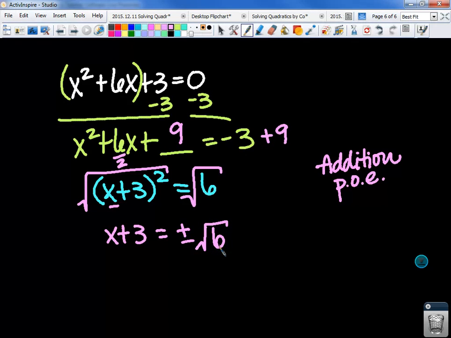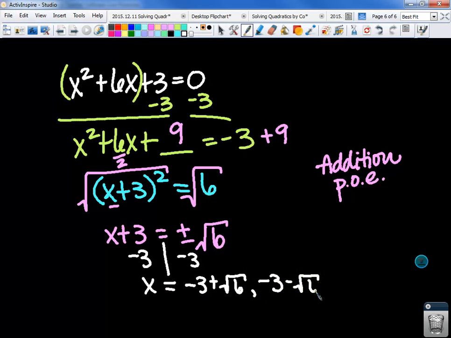I'm going to keep solving, so I'm going to subtract 3 from both sides of the equation. So I have x equals -3 plus the square root of 6 and -3 minus the square root of 6. And those are my two solutions.